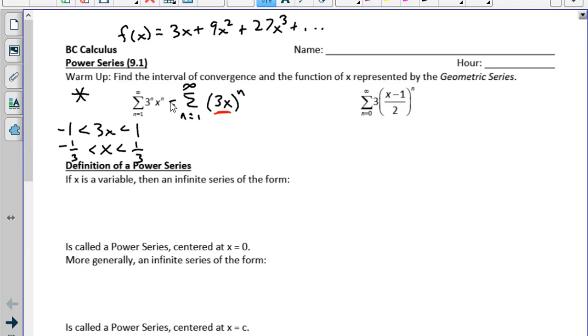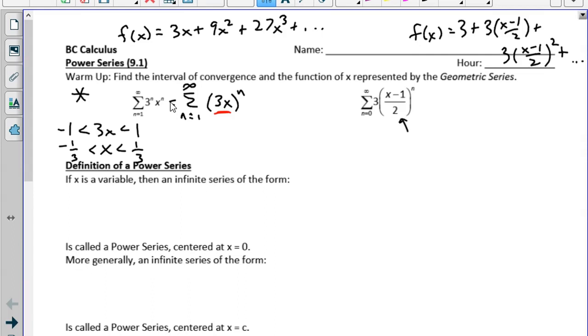In this problem, this is also a geometric series. So we would have a function that looks something like this. If we're starting at 0, we have 3 plus 3 times x minus 1 over 2 plus 3 times x minus 1 over 2 squared, and so on. That one is pretty straightforward. You could rearrange it so it ends up being 3/4 times x minus 1 squared, and then the next term would be 3/8 times x minus 1 cubed. You could rearrange that as well.